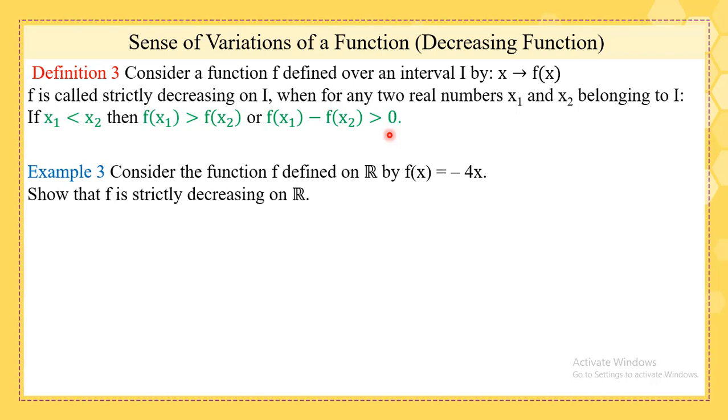Example 3, consider the function f defined on R, so this is the domain of definition, by f of x equals minus 4x. Show that f is strictly decreasing on R.